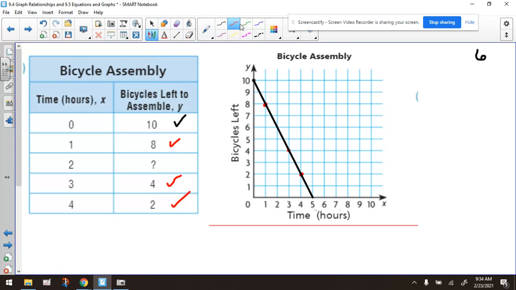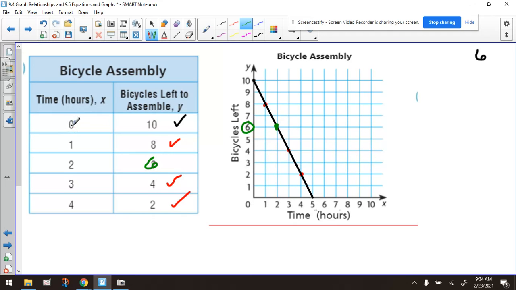Now, I can use the line to help myself to figure out this unknown value. If we go over 2 on the x and go up until we get to where the line crosses, see, that's right here where I'm putting this green dot. Now, where is that on the y-axis? It's at the 6. So that means that this would be a 6 where the question mark is. And doesn't that make sense?